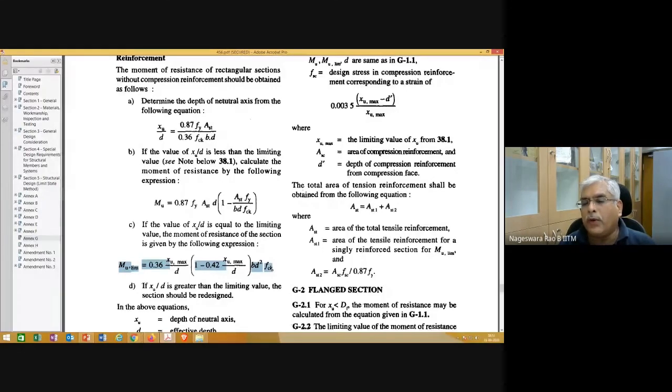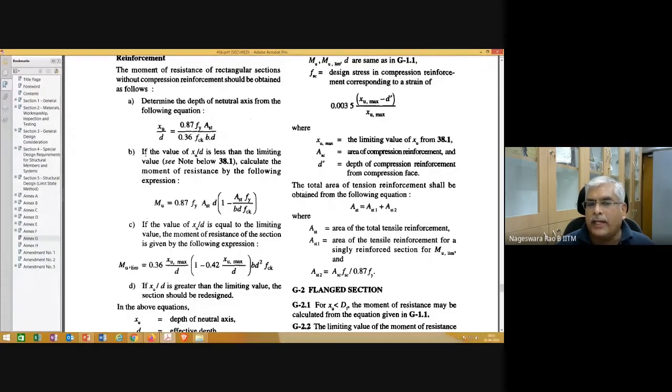Before you come for tomorrow's class, you need to cross check whether this moment of resistance is correct or not. Please note that here it is written with respect to compression, concrete, but a similar relation you can write with respect to steel as well. For a balanced section, whether you calculate moment of resistance with respect to concrete or with respect to steel, it should be the same. Anyway, think about it.